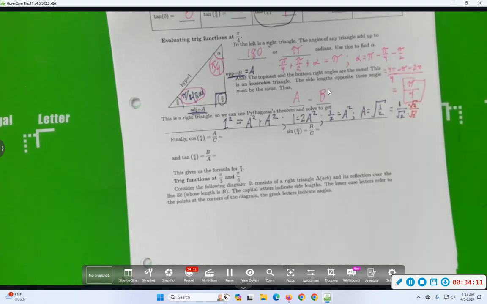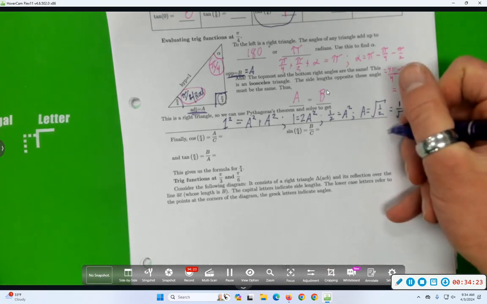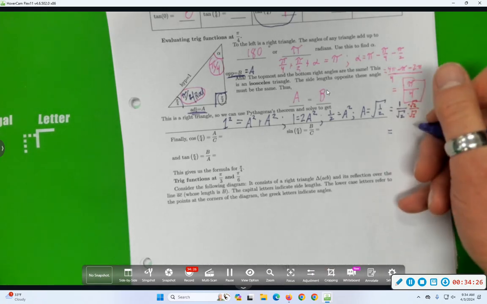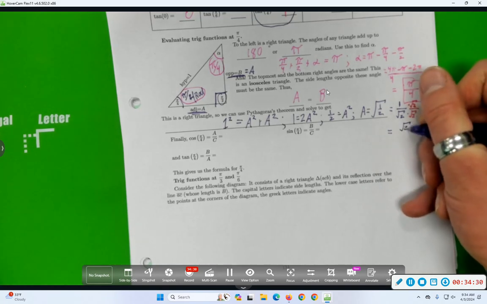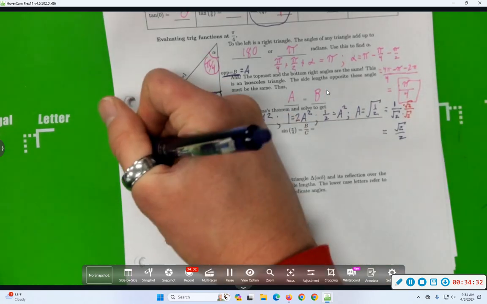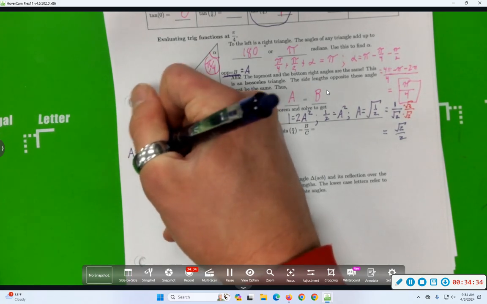Nice. And you can always multiply a fraction by 1. Multiplying by 1 doesn't change a fraction. If you multiply by the right kind of 1, then you can simplify something. So you multiply by root 2 over root 2. And what does that become? Root 2 over 2. Nice. So it looks like A is equal to the square root of 2 over 2.